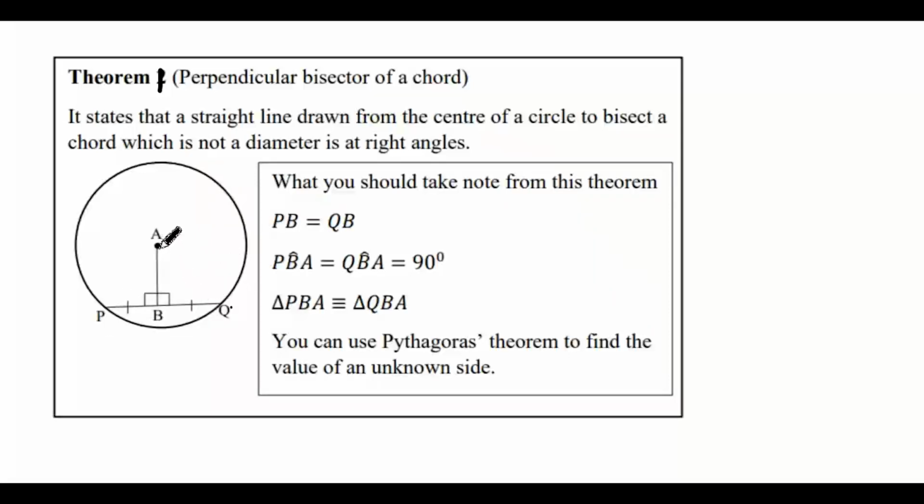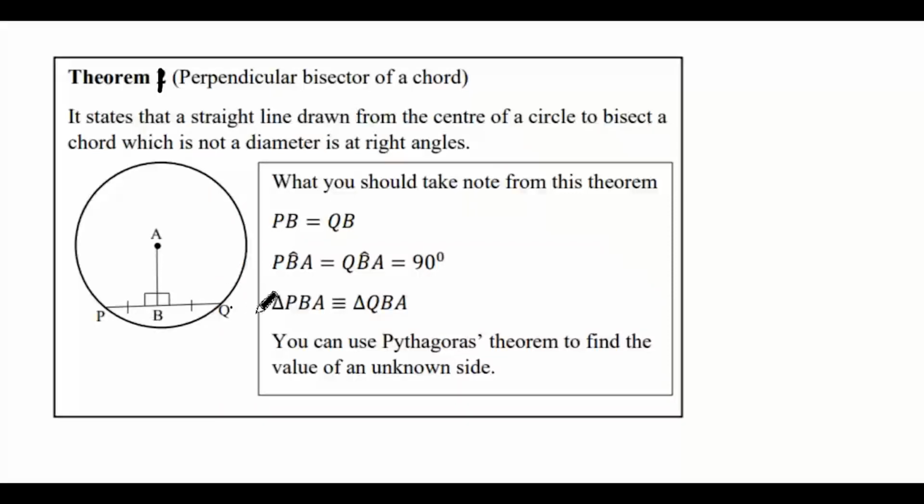Okay, so if a line is drawn from the center of the circle, in this case the center is A, and drawn to meet the chord, so definitely it's going to be at right angles, 90 degrees, and it's going to bisect the chord PQ into two equal halves. So that means PB is equal to QB, and the angles PBA and QBA are 90 degrees each.